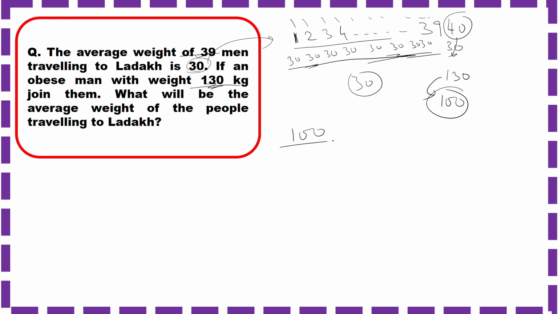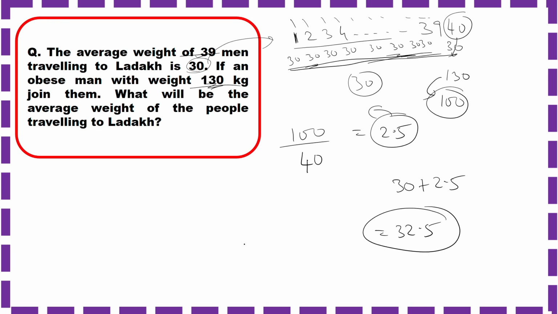So just divide 100 by 40. So 2.5 is the extra that these 40 men get. Initially 30 was the average, now 2.5 extra, so the new average is 32.5. So this is the new average weight of all the people traveling to Ladakh. All the people means including that 130 kilo guy, okay?